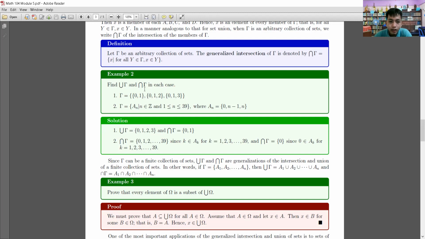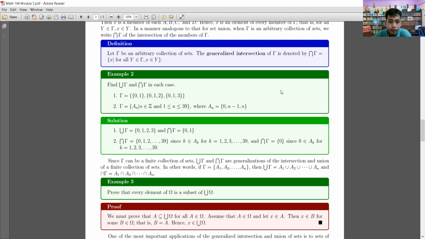And yung generalized intersection, titingnan lang natin kung ano yung common sa lahat ng sets. So, since lahat sila may 0 and 1, pasok yung 0 and 1 dun sa generalized intersection. Pero since si 2 ay nandun lang siya sa isang set, wala siya dun sa ibang set, hindi siya kasama dun sa generalized intersection. So yung generalized intersection natin is {0, 1}.